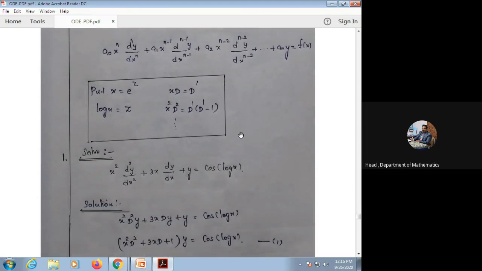Then solve the equation. So first one: x squared d squared y by dx squared plus 3x dy by dx plus y equal to cos of log x.